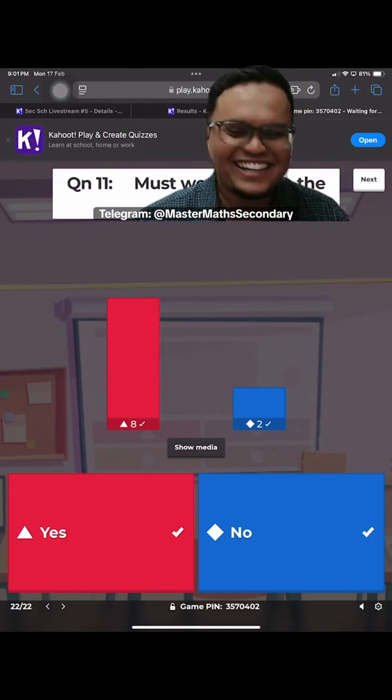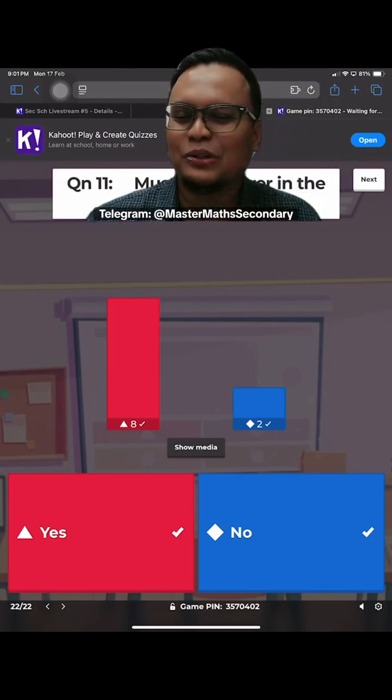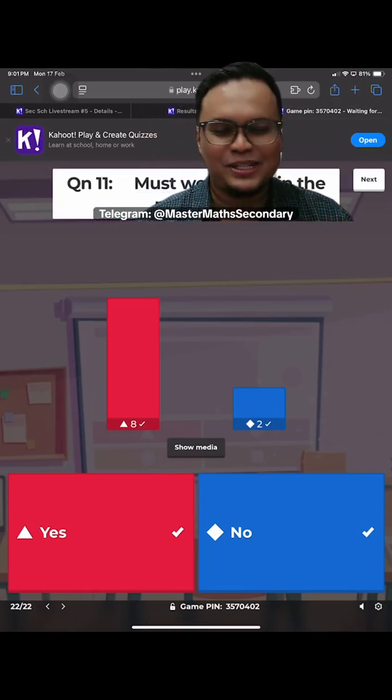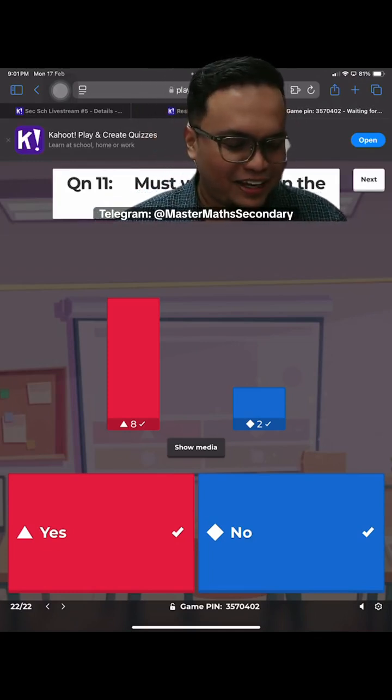Okay. All right. So this one has no points. Whether you choose yes or no, you don't get any points. Otherwise it'd be unfair lah.